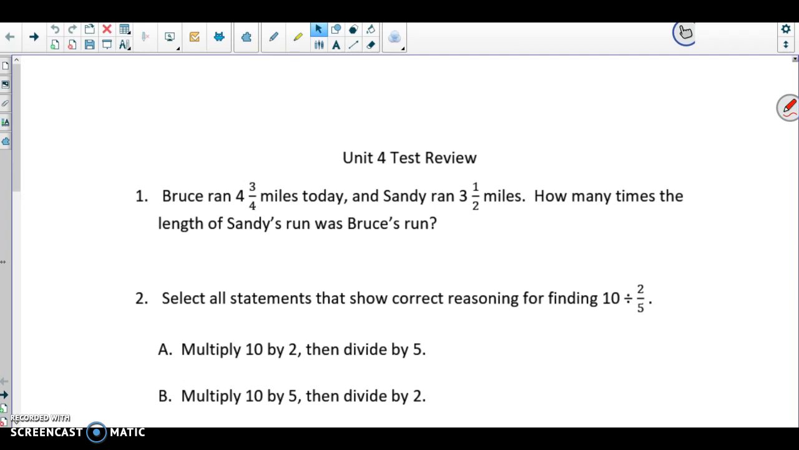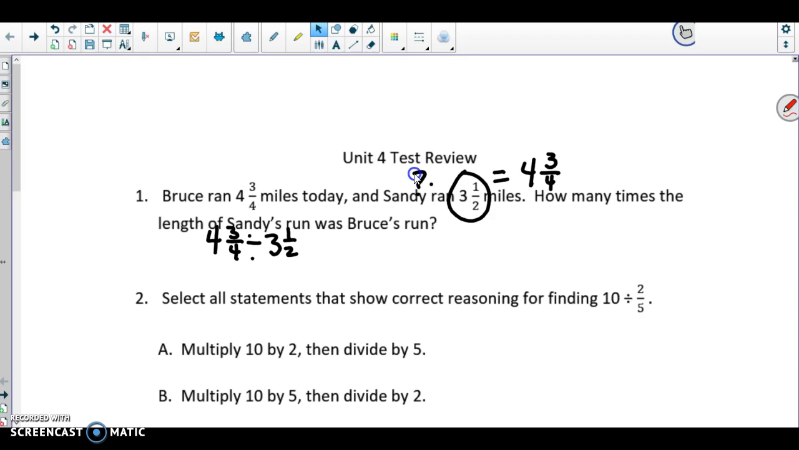So really we have a division problem here. If we're trying, it's something times Sandy's number is going to equal what Bruce's is, the 4 3/4. So in order to figure that out, we need to set up a division problem. So we'd have 4 3/4 divided by the 3.5.